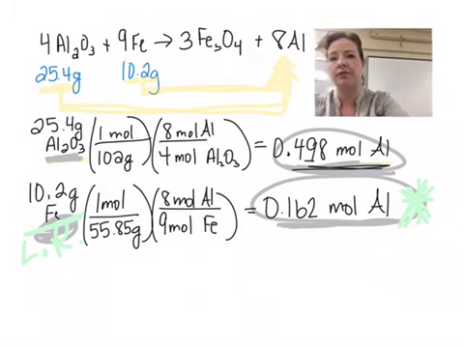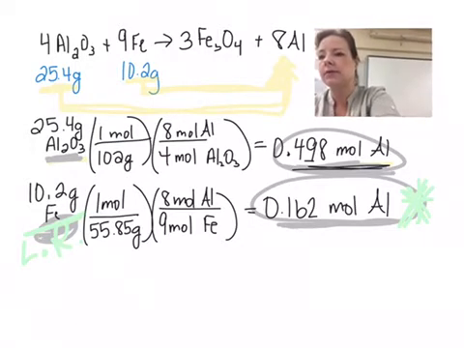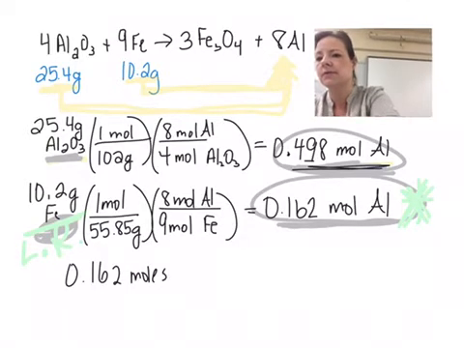How many moles of aluminum are going to be produced? Well, the number of moles of aluminum that are going to be produced is 0.162 is how much aluminum in moles.